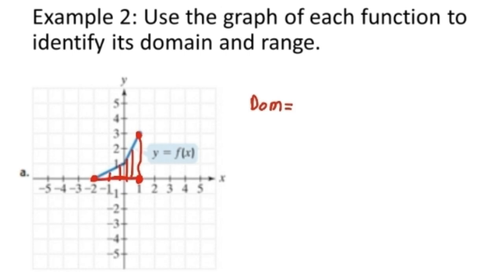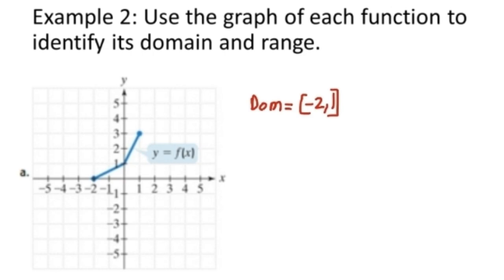Now, remember, the domain is all the possible values we can input into our function, which would be represented by our x values. So we can see our domain would be all the values from -2 to 1, which we can write in interval notation. Since -2 is in our domain, as indicated by the solid dot, we will put a bracket. Since 1 is also part of our domain, indicated by the solid dot, we would also put a bracket.